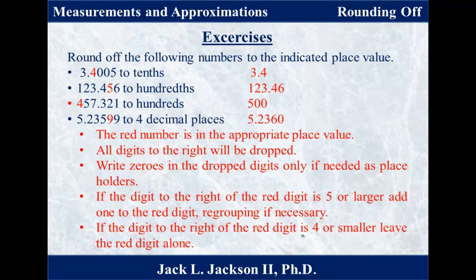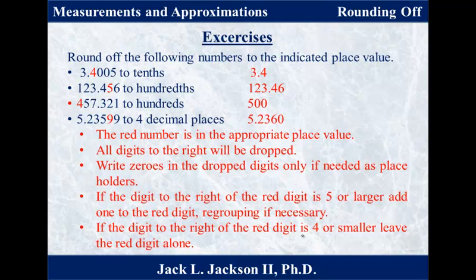The next one is round to hundredths. That red 5 is in the hundredths place. So you go to the right of that, which is a 6. We drop the 6, but we add 1 to the 5, so it makes it 123.46. Hundreds place is the 4 in the next example. To the right of that is a 5, so we round that up: we drop everything from the 5 onto the right and raise the 4 up 1 to a 5. We still need the 2 zeros there for placeholders, so that's 500.